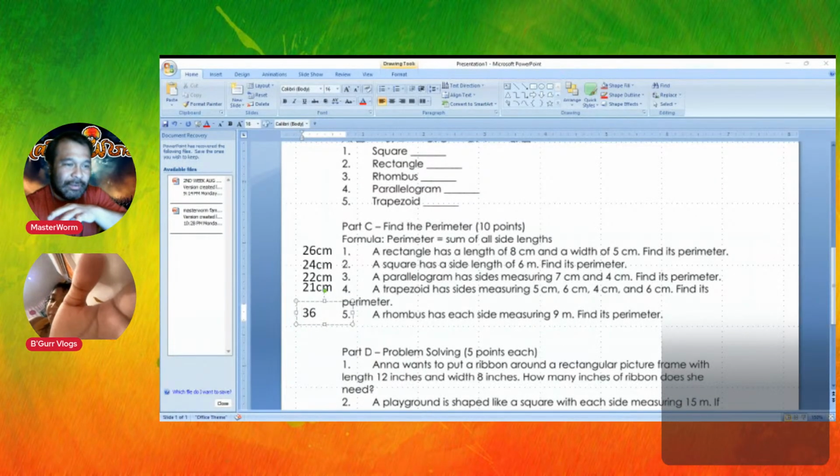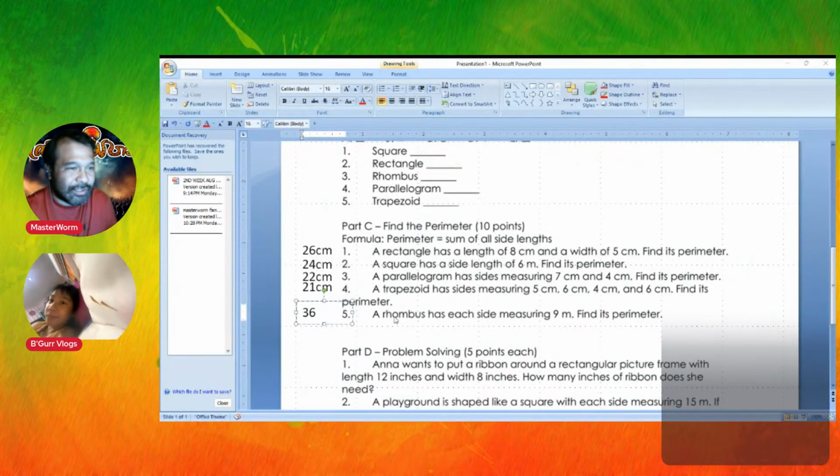Yes, Daddy. Because the question here is a rhombus has each side measuring 9 meters. So it means that there's 4 sides for a rhombus. So 9 times 4.